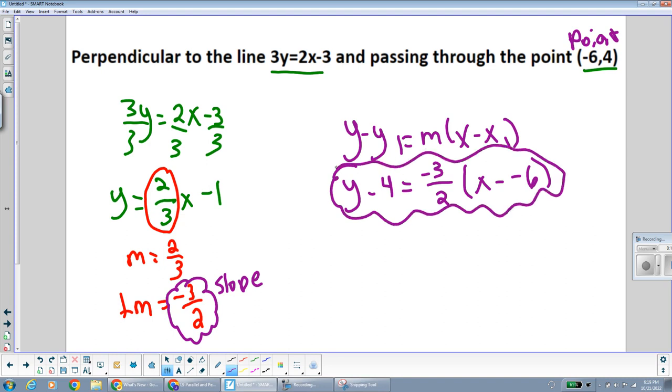And once again, I can leave my answer like this. This is a perfectly good and valid equation of the line. It's just written in point slope form. But if I wanted to take it a step further, if the question asked, I could definitely distribute and solve out. This is a minus minus, so that makes a plus.